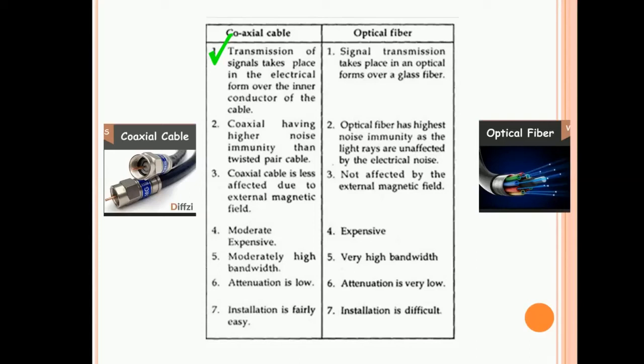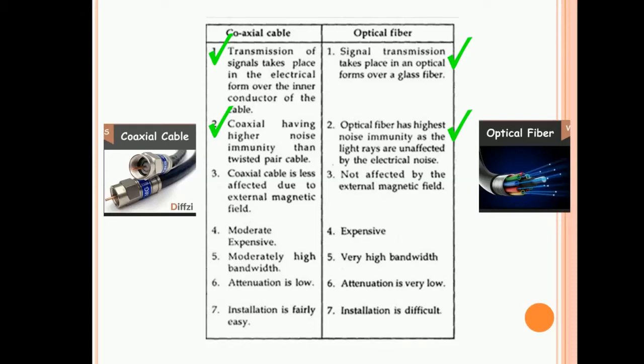Whereas in fiber optic, the signal transmission takes place in optical form over the glass fiber. You can see in optical fiber there are so many pipe-like structures, called optical glass fiber. Through the glass fiber, light beams will be flowing through. Next, coaxial cable has higher noise immunity than twisted pair cable. This coaxial cable is better than twisted pair cable. But the optical fiber is better than twisted pair, and also better than coaxial cable, because it has high immunity to noise.